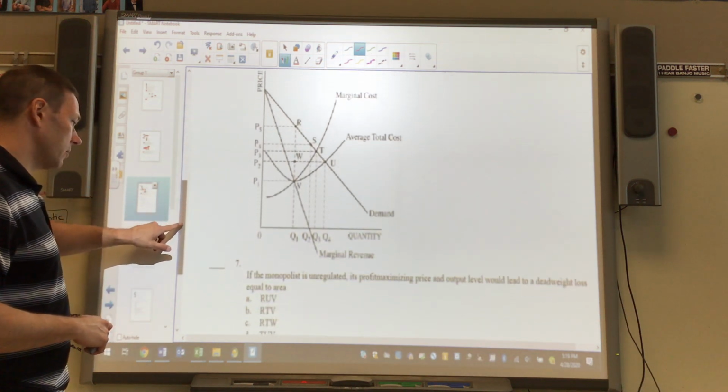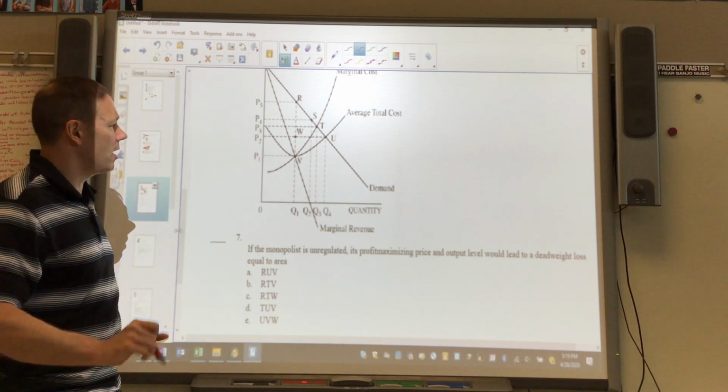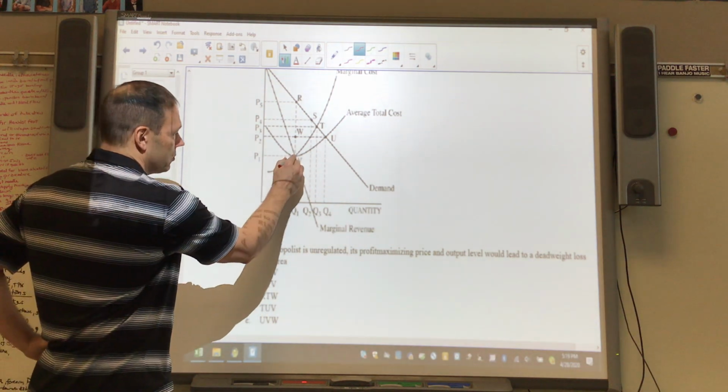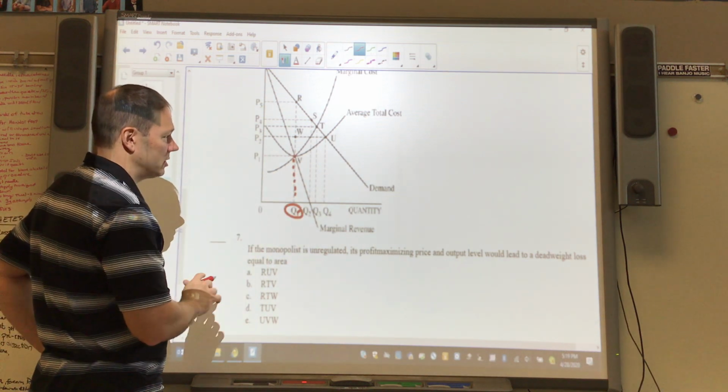All right, number 7, another graph here. We're talking about deadweight loss. Where's deadweight loss? So remember, the monopolist wants to produce right here at Q1. So that's where MR equals MC.